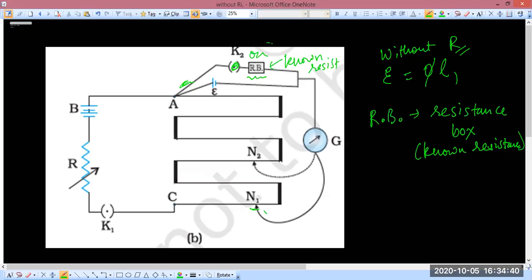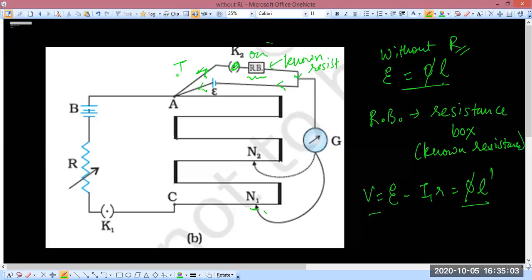Okay. So we connected that, so that's the second case. What did we get in the second case? V equal to epsilon minus I1R equal to phi L dash. Here if you just write L it's fine. Phi L and V equal to phi L dash. Understood? So this time current will flow like this. I hope you got that. I1 current will flow like this. Okay?